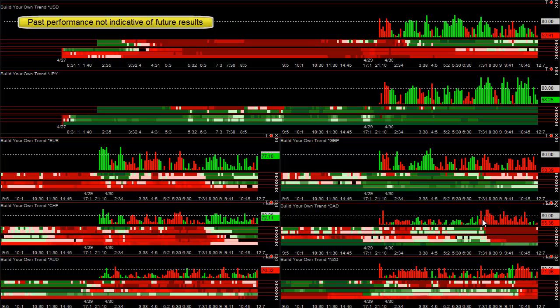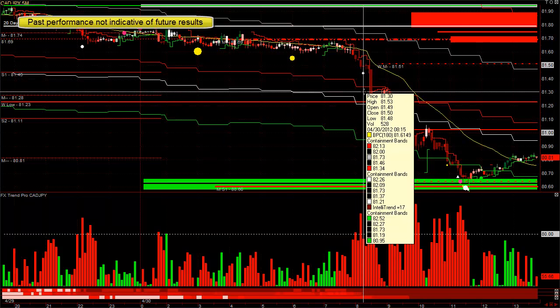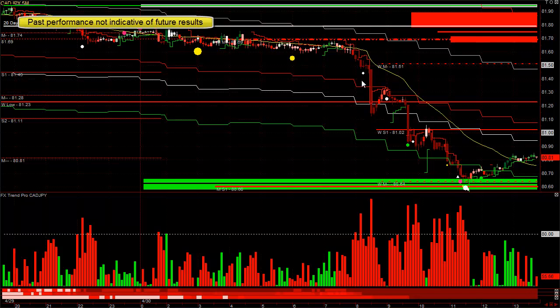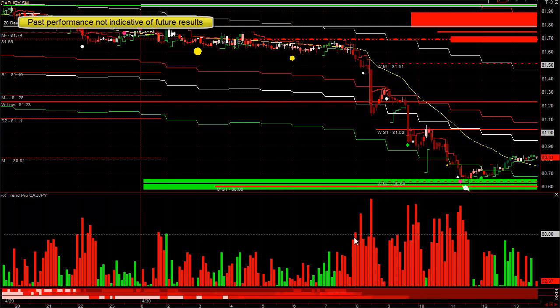So let's look at the CAD yen, especially around 8:15. Weak CAD, strong yen. Here's 8:15 right here. So that's when you really started to get these extreme weakness moves. Notice actually right here at 8 o'clock on this chart, it was showing a lot of weakness. And this is kind of a sideways range pattern right here. Fell from 81.50 down 90 pips.